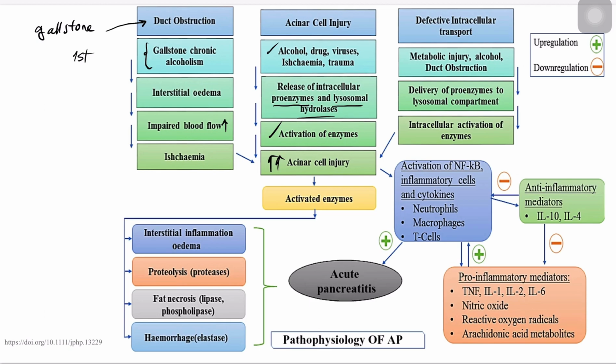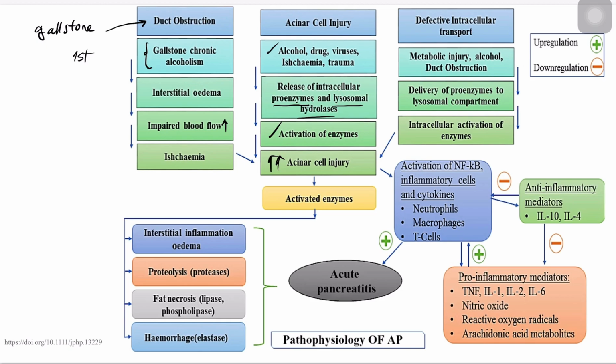After acinar cell injury, NF-kappa B can be activated. It is the reason for the inflammatory cascade and cytokines. It can cause activation of the immune system, with activation of neutrophils, macrophages, and T cells. And this can attack the pancreas because of the inflammation, and increase acute pancreatitis.